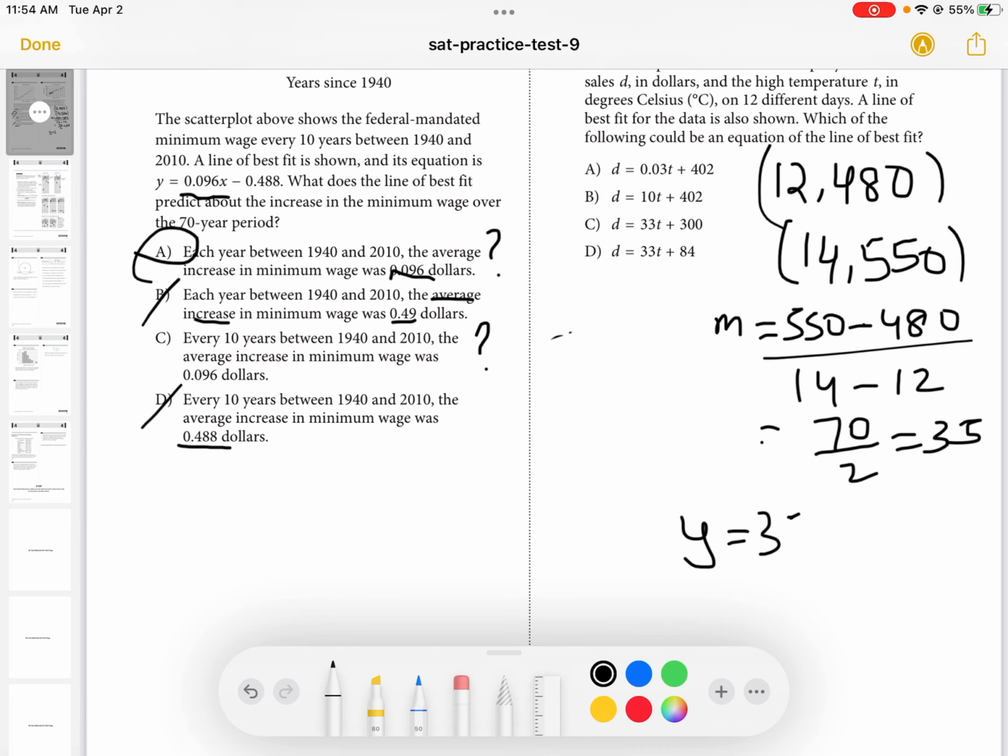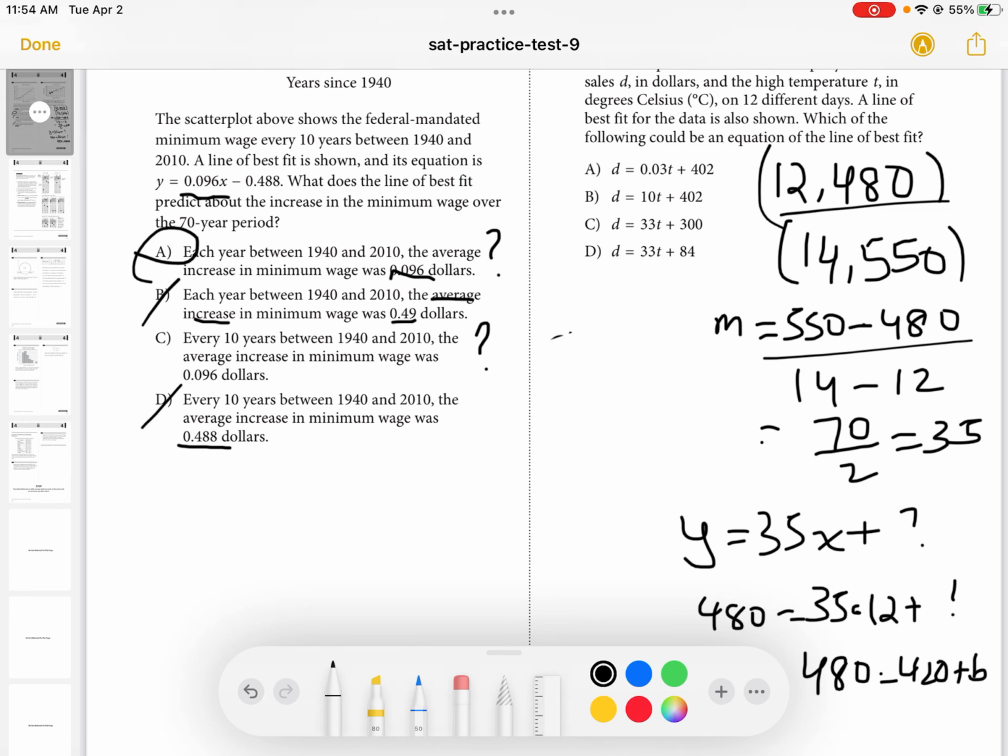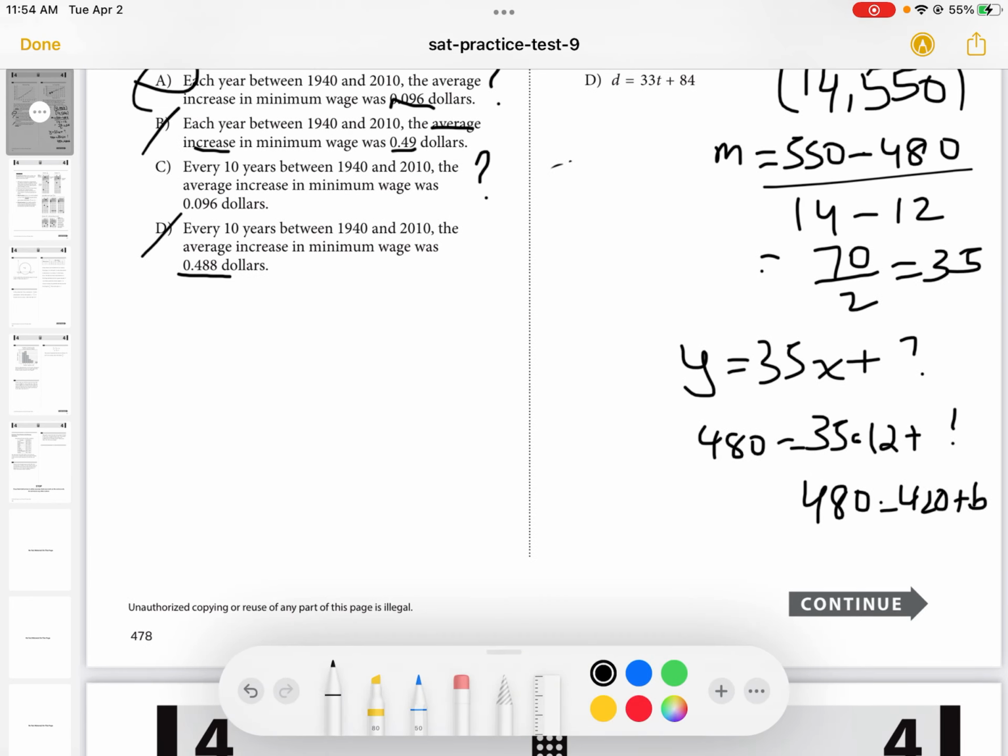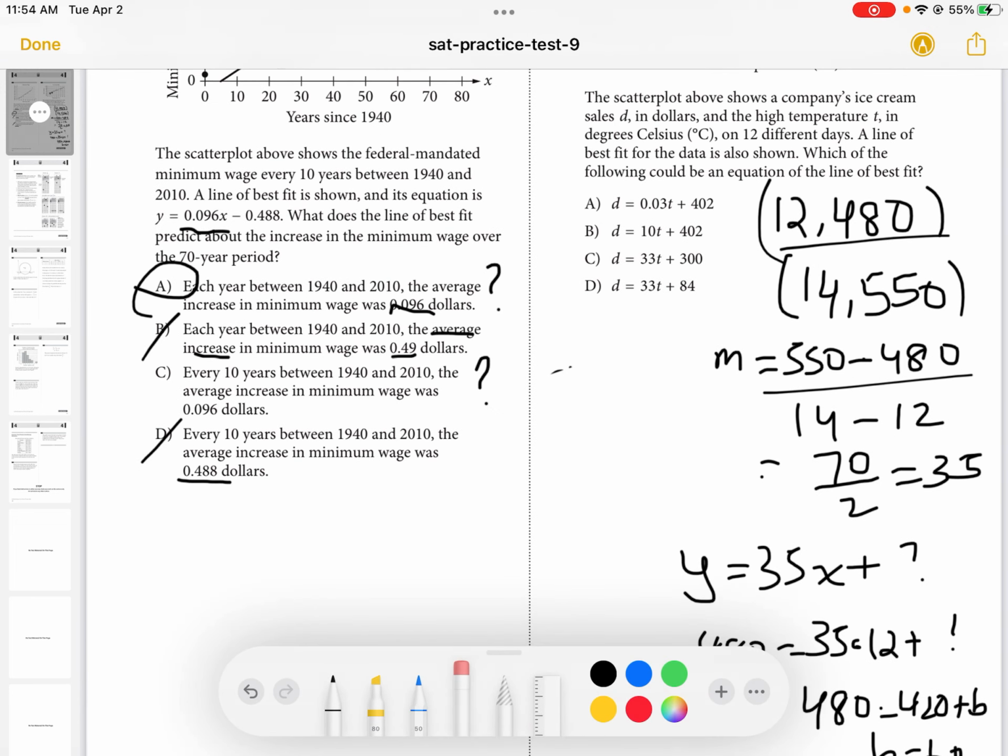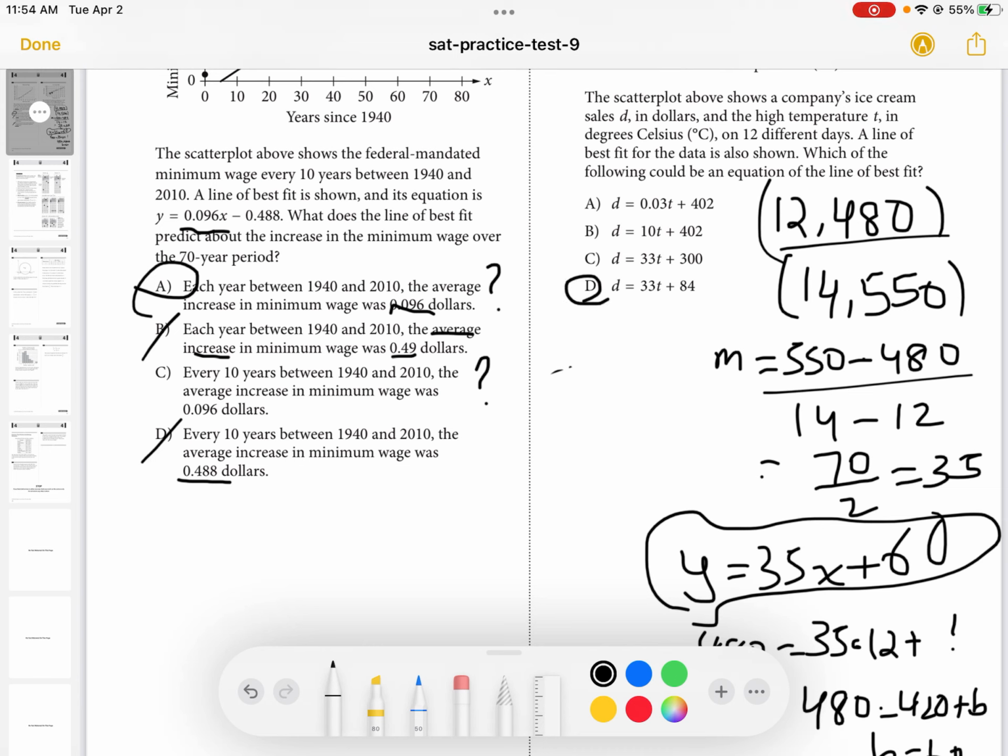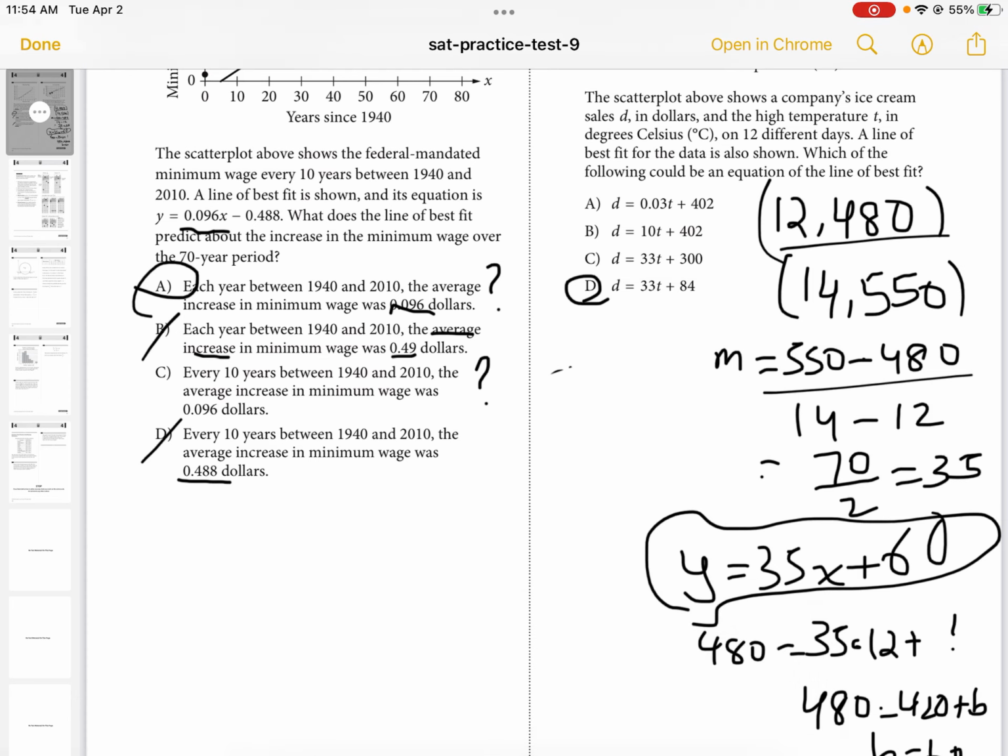So it'll be y equals 35x plus something. Well, let's plug in the first point. So 480 has to equal 35 times 12 plus something. 480 equals 420 plus our y-intercept. Our y-intercept is 60. So our equation will be y equals 35x plus 60. Now the equation that most closely matches that form is D. D equals 33t plus 84. Let's move on.